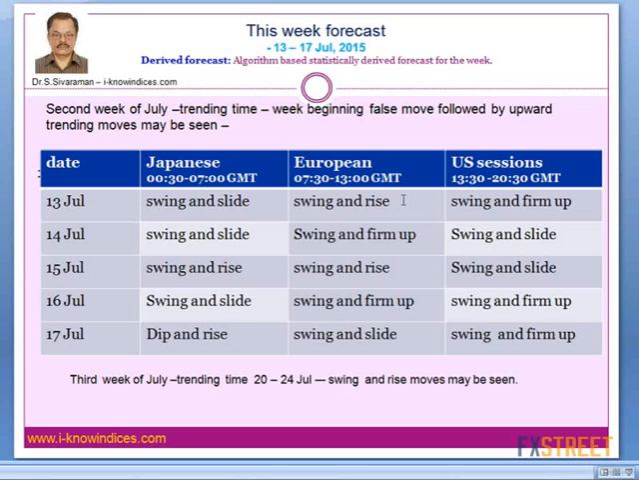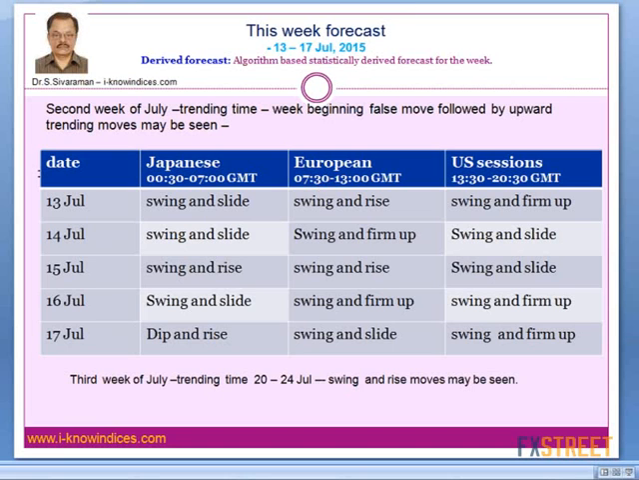So the forecast, we fine-tuned it with the help of the market reading, and thereby we are able to understand that in all three sessions they wanted to drop the market. So that way we use the forecast and do the market reading, fine-tune the forecast. So today the market forecast says that they are expected to make a swing and firm up move during the European session. The European session starts by 7:30 GMT, and now we are at 8 GMT, 30 minutes past the start of the European session.